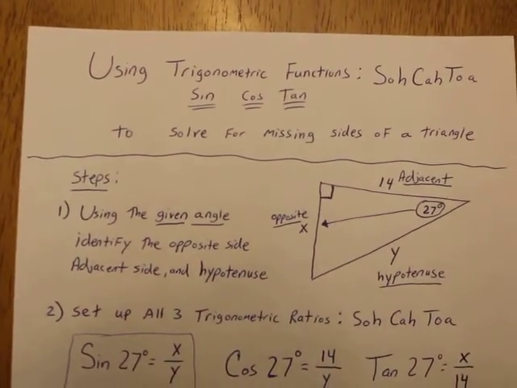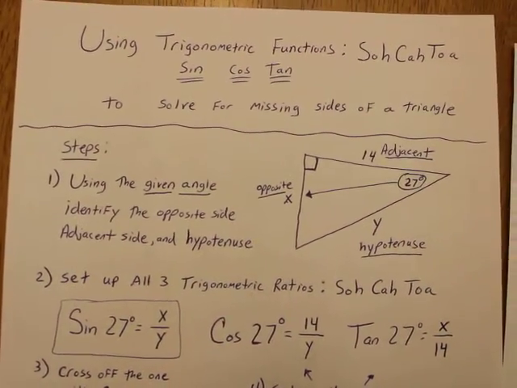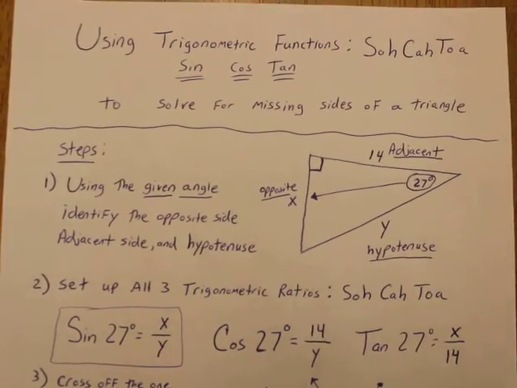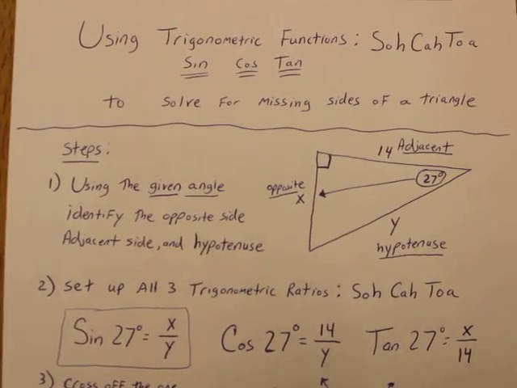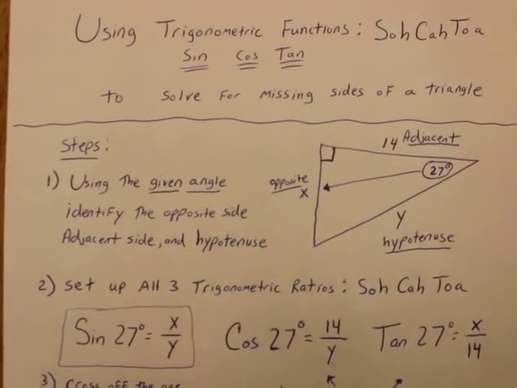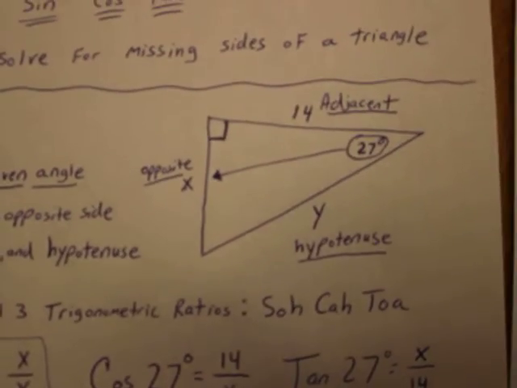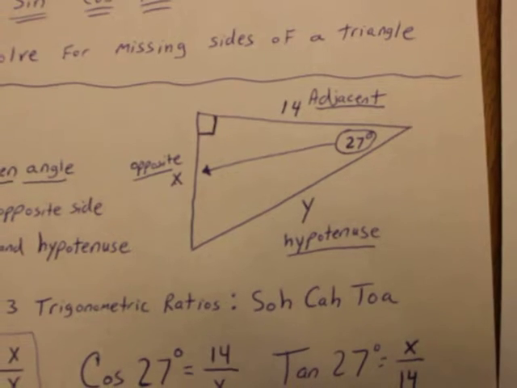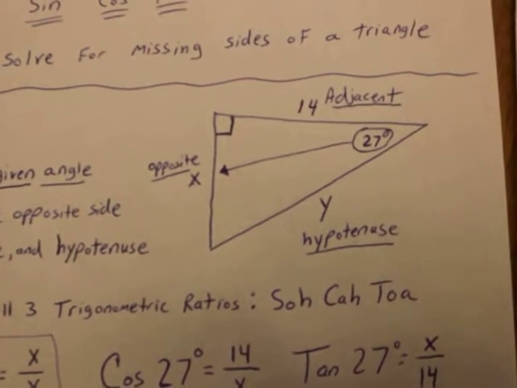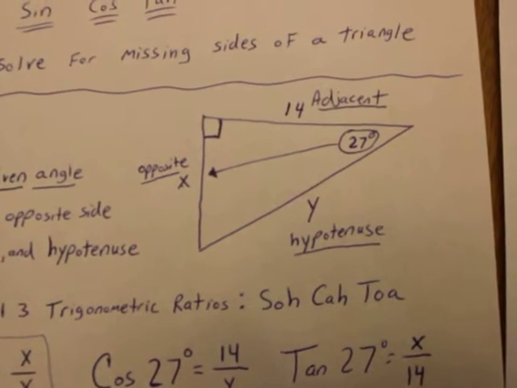Hello ladies and gentlemen. So today is the big day where we use trig functions, sine, cosine, and tangent to find missing sides of a triangle. And this is where we're putting the last 2 days together into one lesson. So you're going to be given a triangle like so, where you're given one side of the triangle and an angle, and then two variables. So that means they want you to find both sides, not just one.